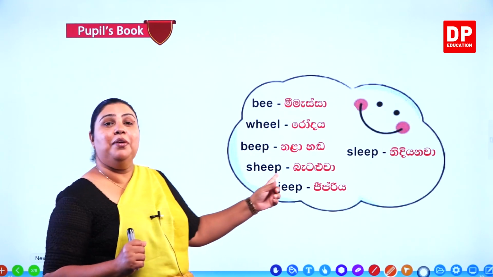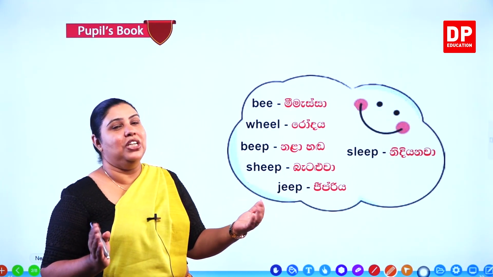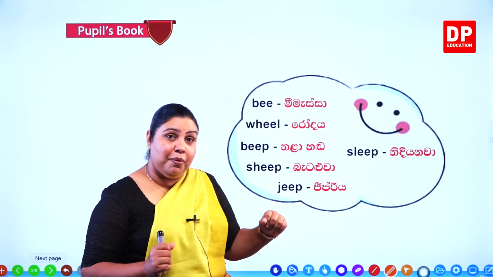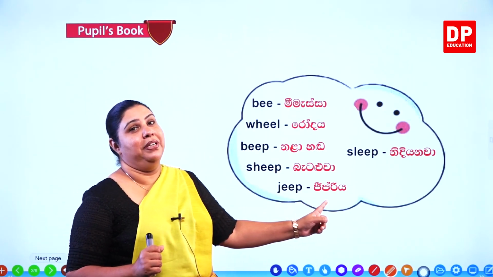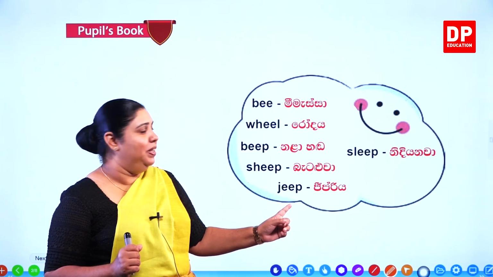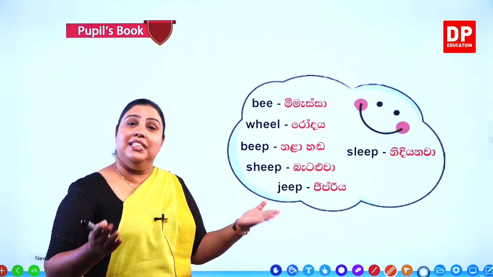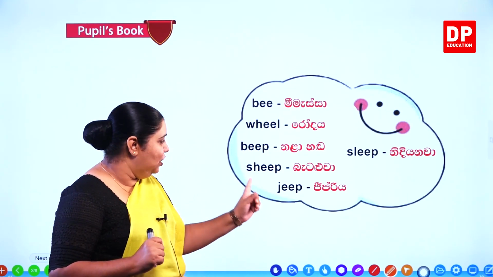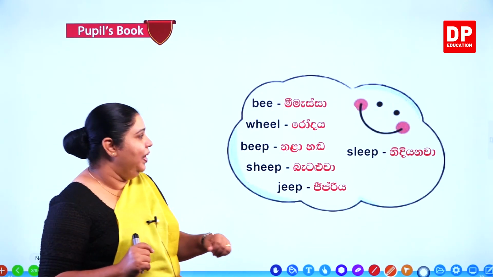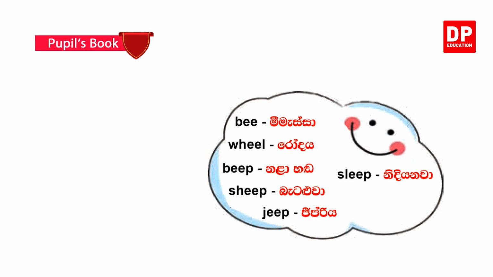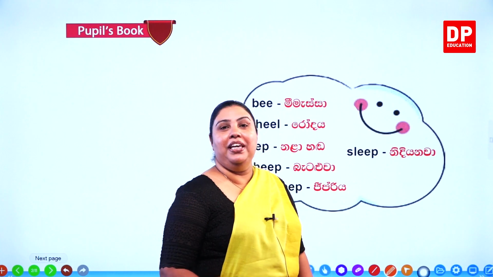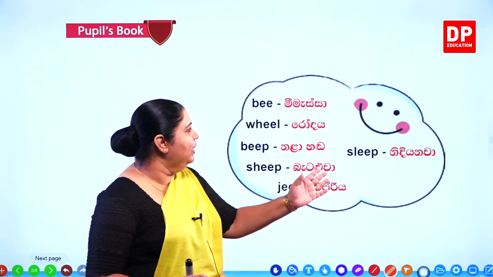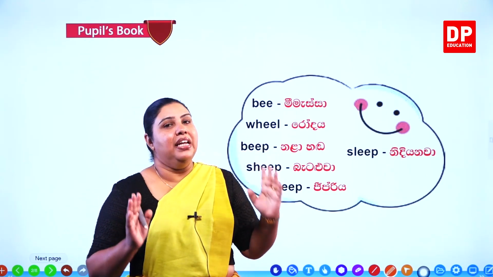Then we have sheep. Sheep. You all know what the sheep is. In Sinhala we say Batalua, sheep. Then we have jeep. Jeep. What is a jeep? It's a vehicle. Jeep. It has the long E. Then we have sleep. Sleep. S-L-E-E-P. Sleep. What is sleep? Sleep. Now all these words in the happy cloud are very familiar to you.